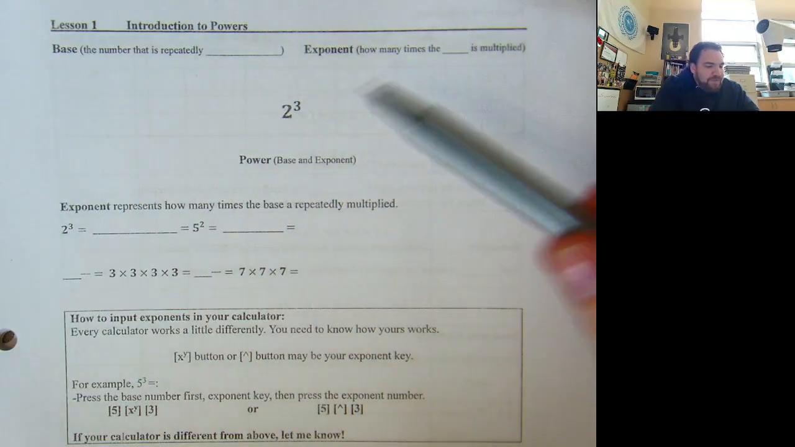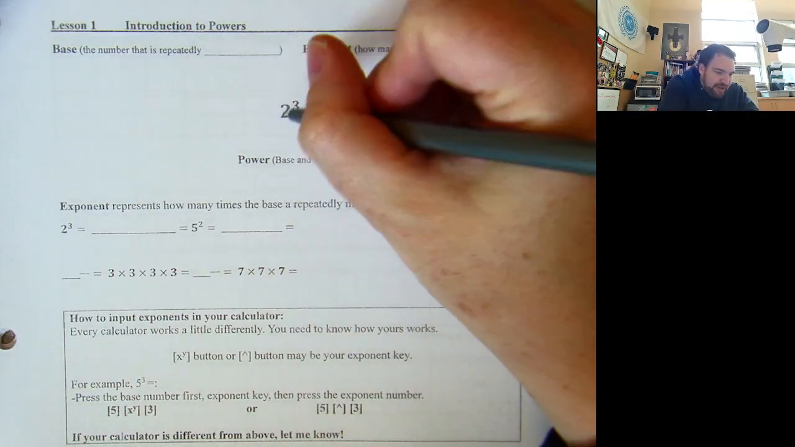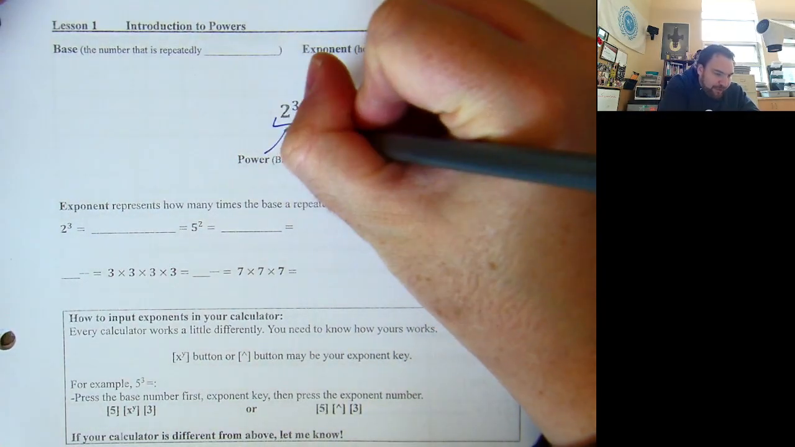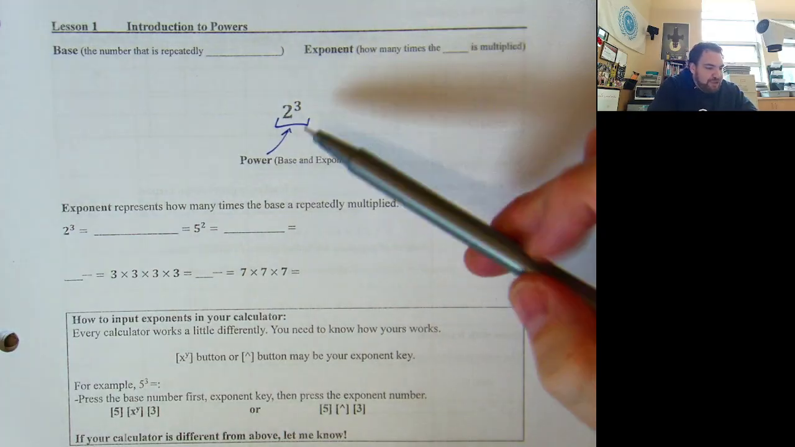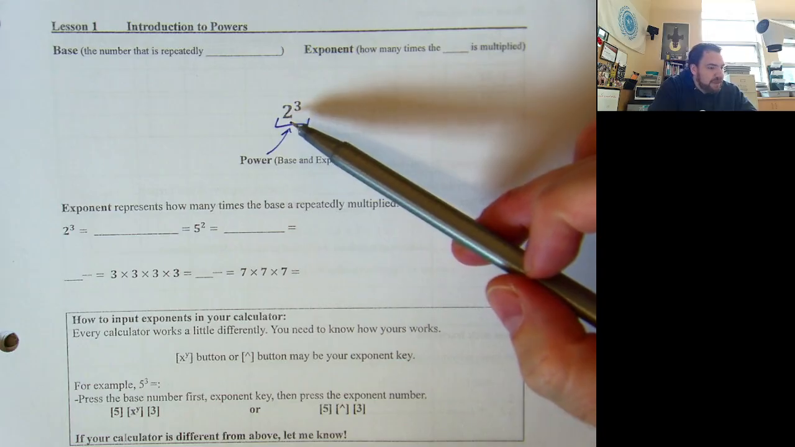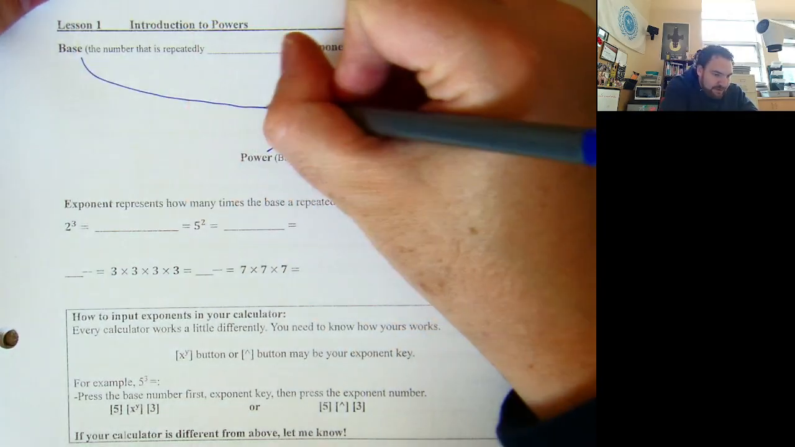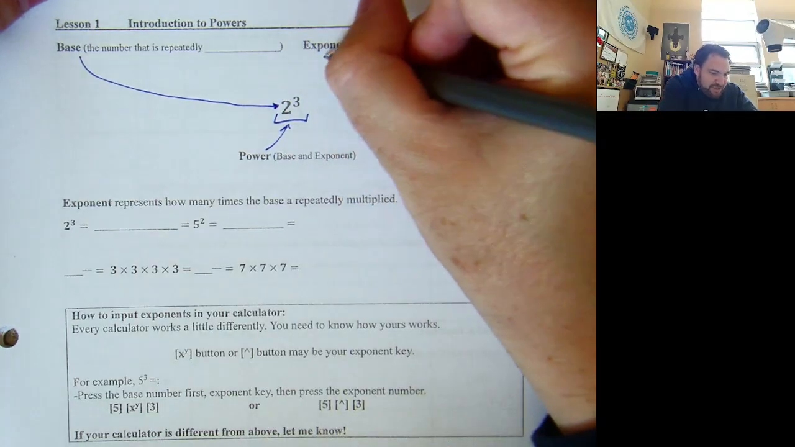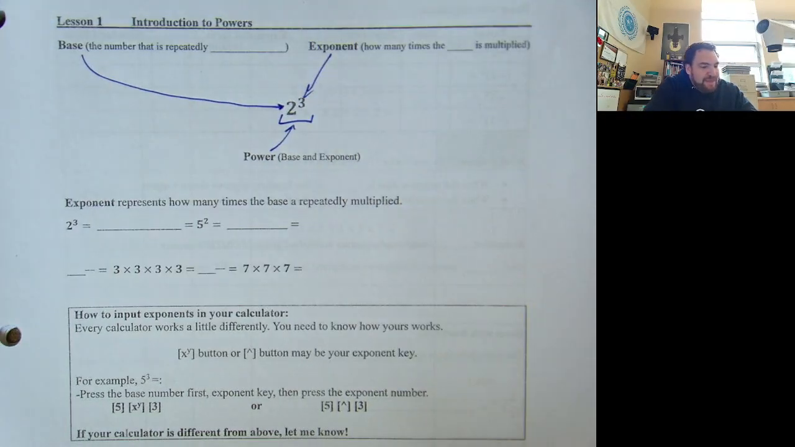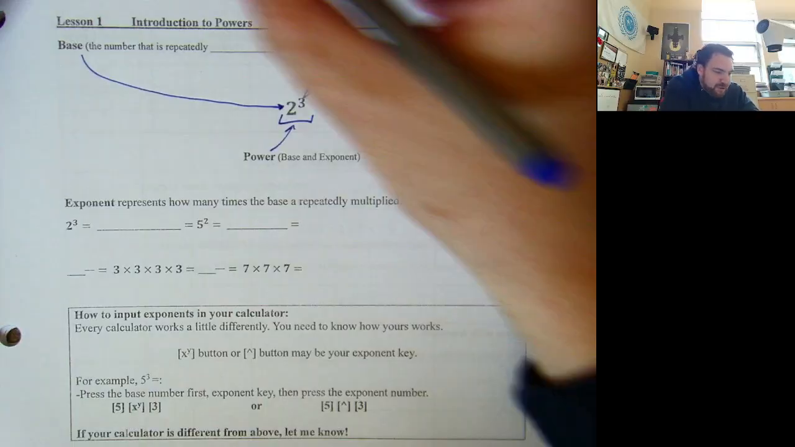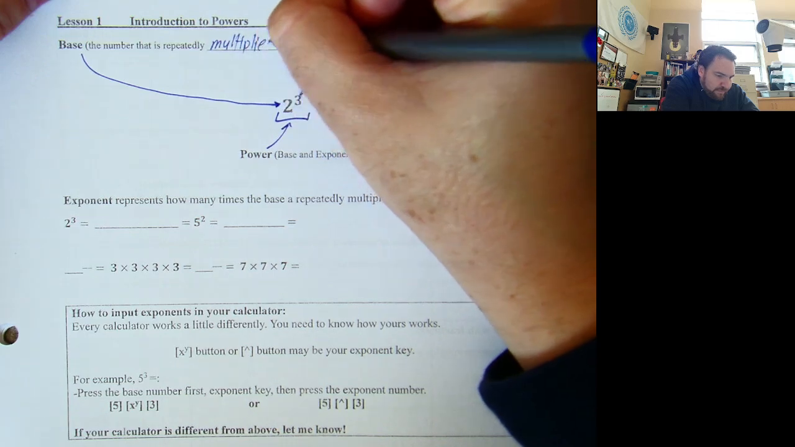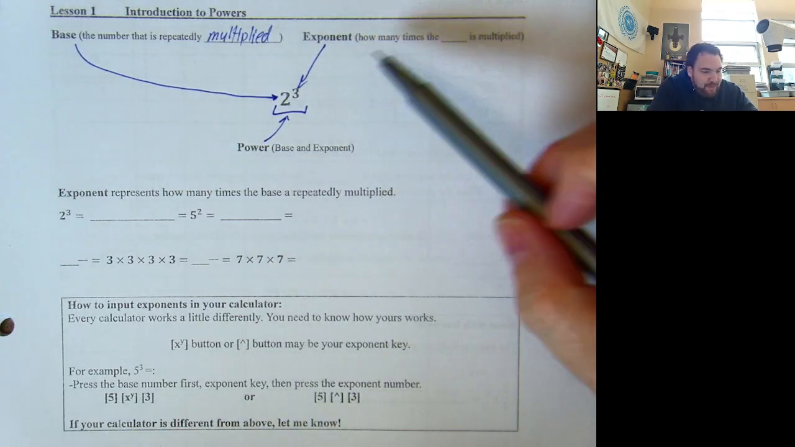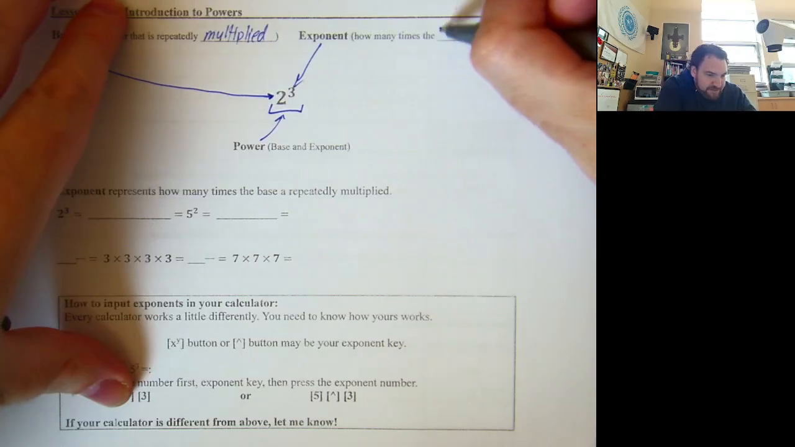Cool. And so we've got language for this. This whole thing here is called a power. And it's made up of two parts. The 2 is called the base. The 2 is the base, which makes the 3 the exponent. And the base is the number that gets repeatedly multiplied. And the exponent tells you how many times the base is multiplied.